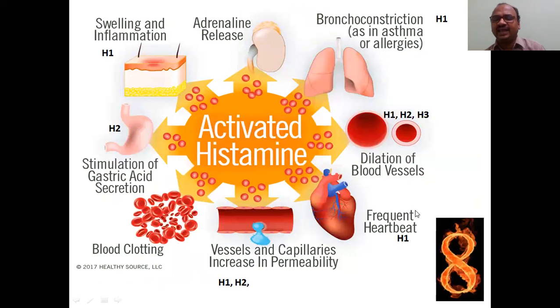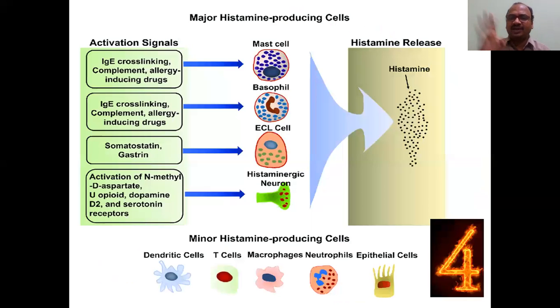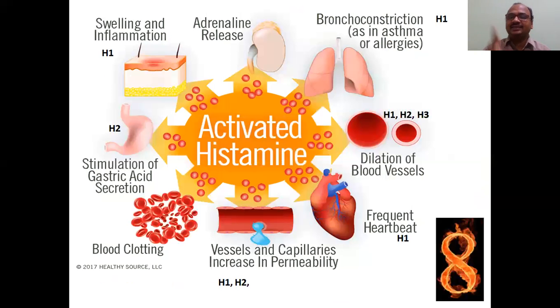And here you can see the number 8. So far what we saw is four, Agni, and also four types of cells. Now you got a number 8. See here, eight types of actions resulting from histamine are shown. Keep in mind, here: 1, 2, 3, 4, 5, 6, 7, 8.